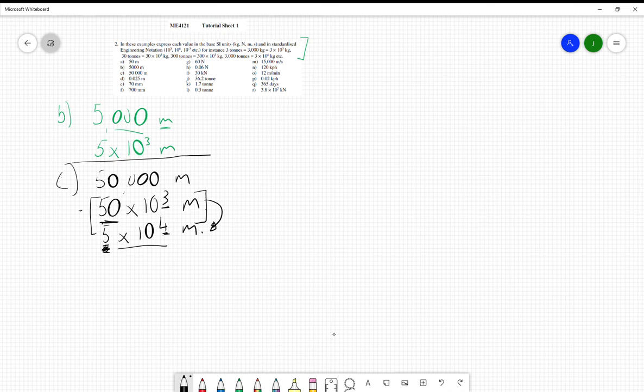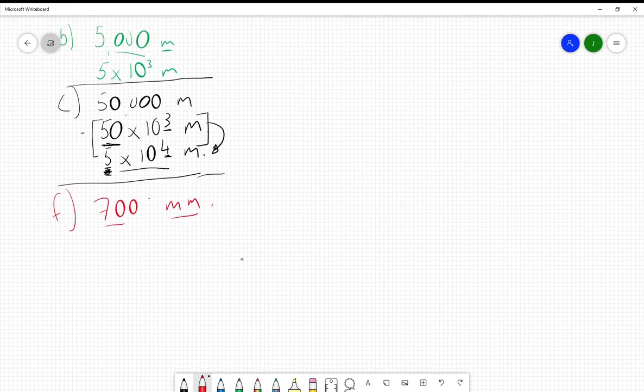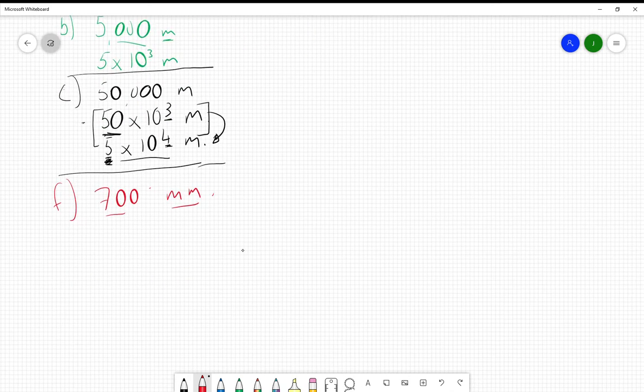Jumping on, we can move to F. So that is 700 millimeters. Now we have to do two things: convert to the SI unit and then present correctly. Like in the previous tutorial on question 1, we just go through the slow process of converting it. So it's 700 millimeters. We want to convert this to meters, so it's 1 meter divided by 1,000 millimeters.